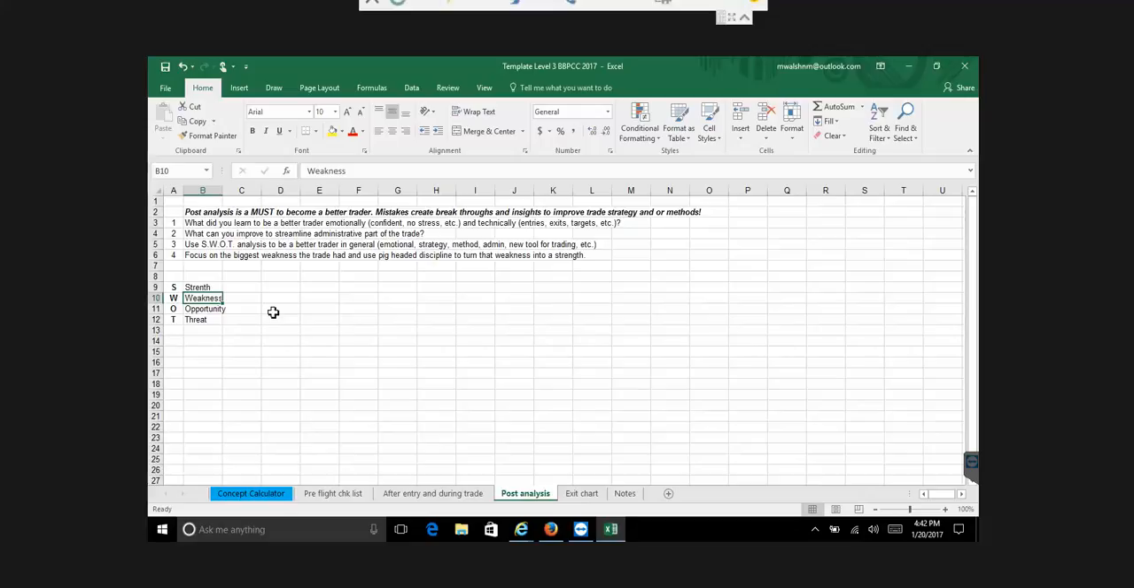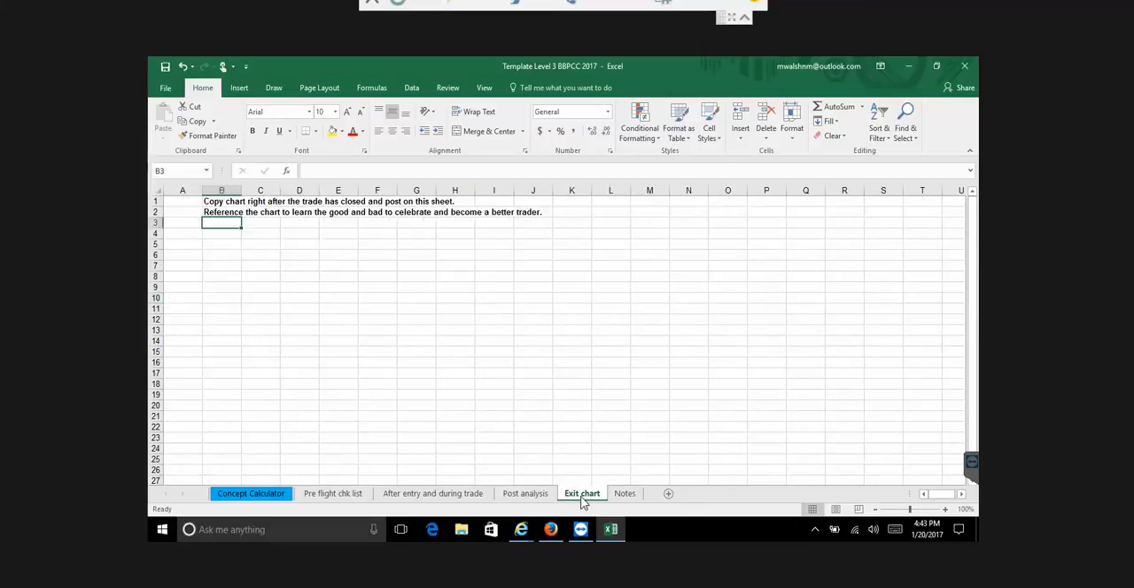Once I knew there was a flaw in my plan, my all-out focus would be how do I eliminate that weakness to turn it into a strength. That's how you get better on everything. Anything in life, I use that. So that's real critical. And then the exit chart.